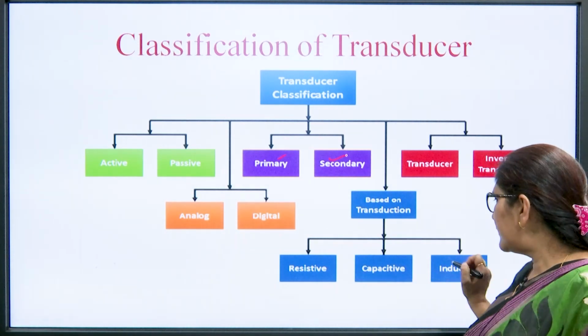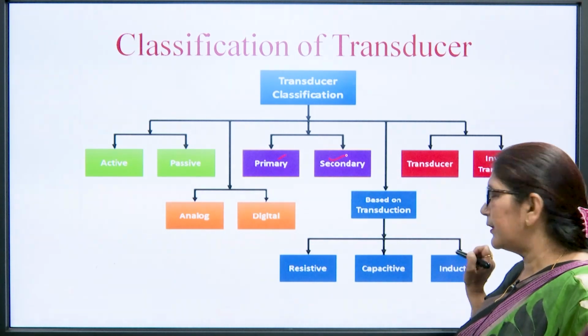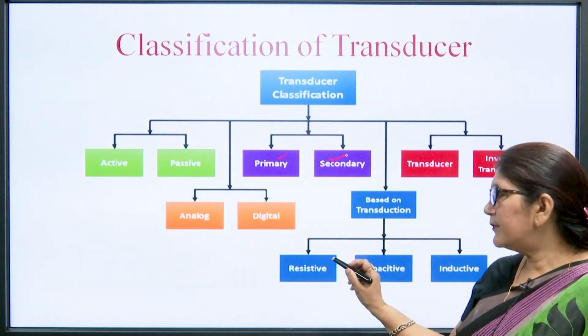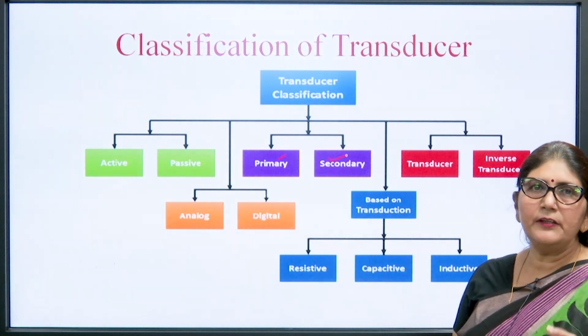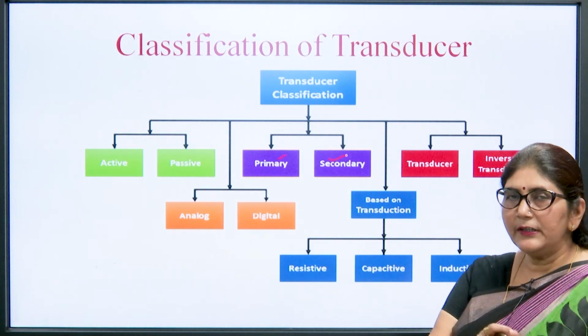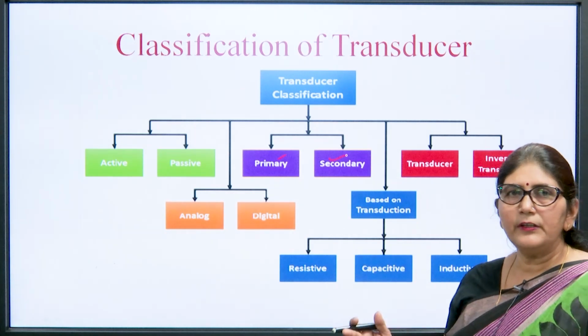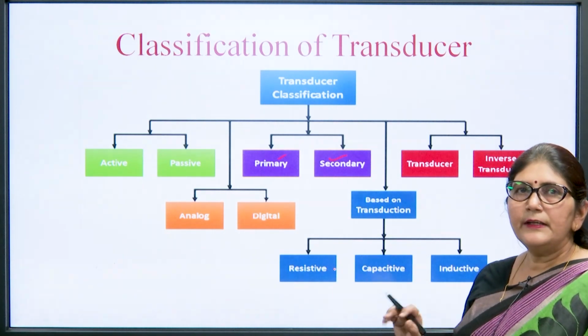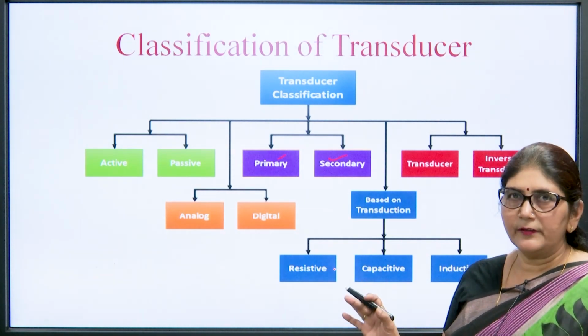Then based on transduction, meaning resistive, capacitive and inductive. There are three types of transduction. First, suppose there is a change in temperature, and the change in temperature is converted into a change in resistance, then it is a resistive type of transduction.